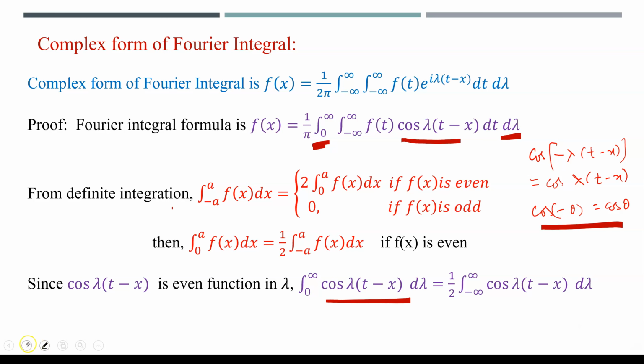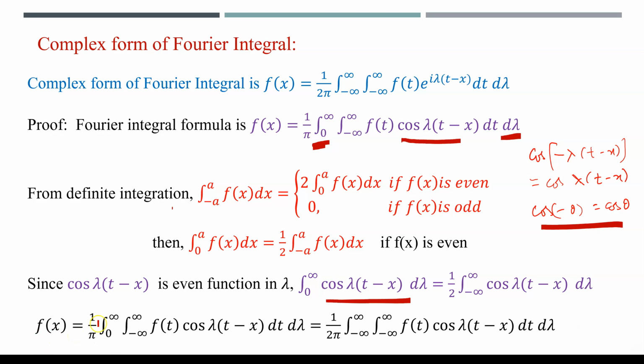When you replace that, we get 1 by pi, integral 0 to infinity, integral minus infinity to infinity, f of t cos lambda into (t minus x) dt d lambda equal to, in the place of integral 0 to infinity, integral minus infinity to infinity according to this, and since 1 by 2 is there, we have 1 by 2 pi, integral minus infinity to infinity, integral minus infinity to infinity, with remaining terms unchanged: f of t as it is, dt as it is. So f of t cos lambda into (t minus x) dt d lambda.